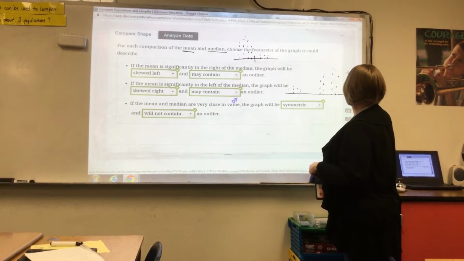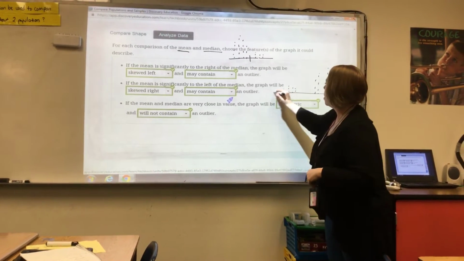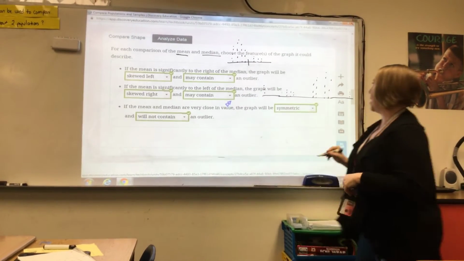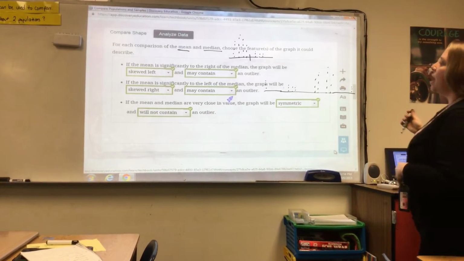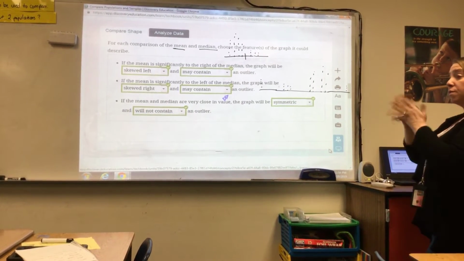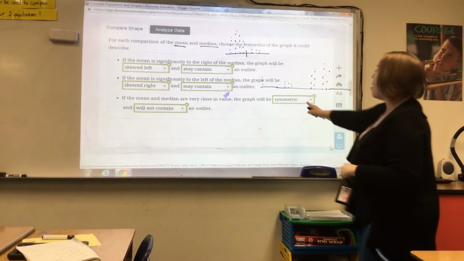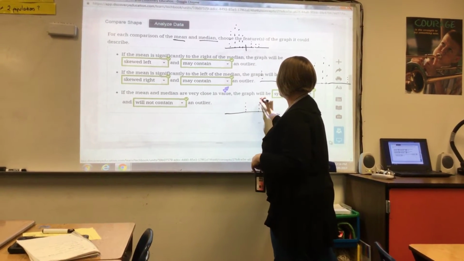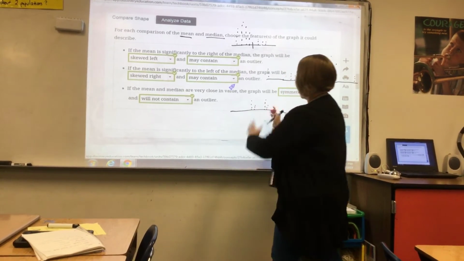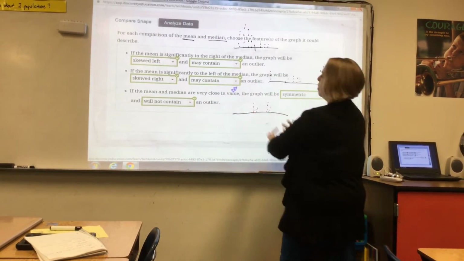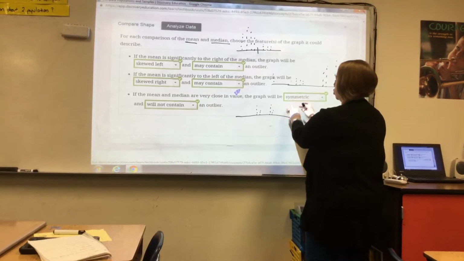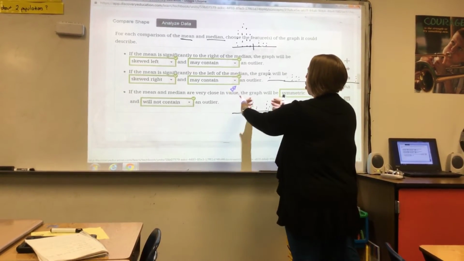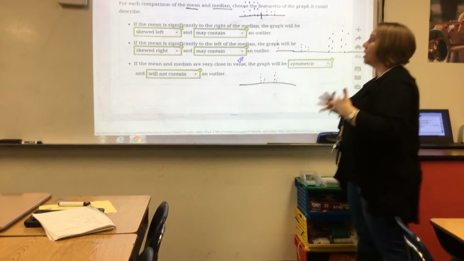An outlier would be a piece of data that's way over here. An outlier could be a piece of data that's way down here. It's not by the rest of the data. If the mean and median are close in value, almost the same number, that's when my graph is symmetric. You know, where this data looks like this data. See how they look kind of the same? They're in the middle. And there's no outliers. There's no weird high ones. There's no weird low ones. All the data is in the middle, together.